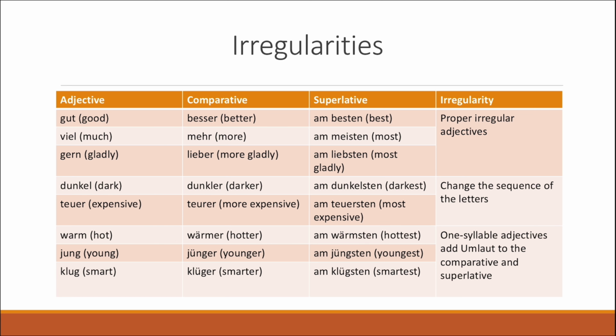Now, the third possibility we had is for one syllable adjectives such as warm, jung, and klug. And these adjectives tend to add the umlaut to the comparative and the superlative. So the umlaut is basically these 2 points we have on top of the first vowel. So, for example, warm is going to become wärmer, jung is going to become jünger, klug, klüger, and that is also the same for the superlative.